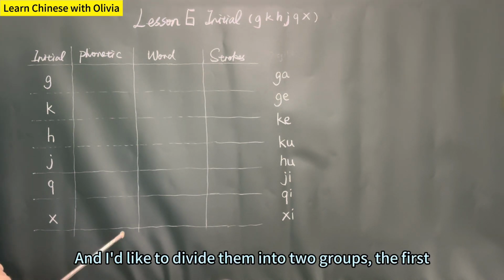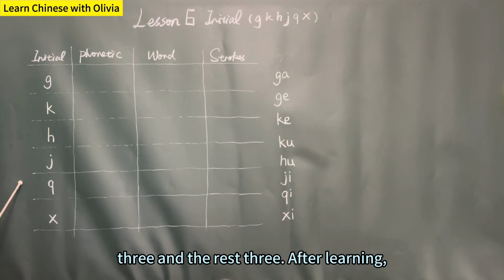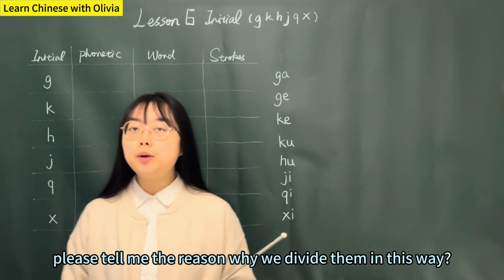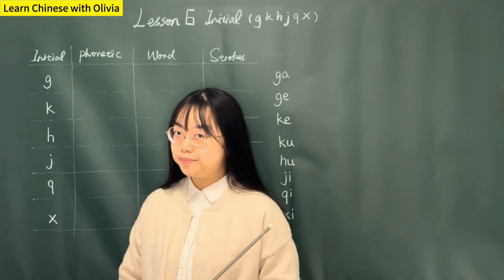And I like to divide them into 2 groups: the first 3 and the rest 3. After learning, could you please tell me the reason why we divide them in this way?